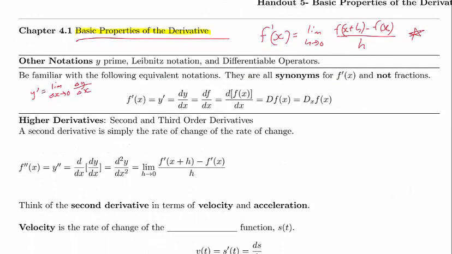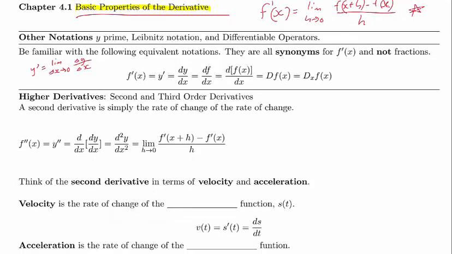Okay, so now higher derivatives. So we have second and third order derivatives we're going to talk about. Of course, there are higher orders than even that, but let's just focus on these for now. Second derivative is simply the rate of change of the rate of change, right? The first derivative is a rate of change, so if you take a derivative of that, then you have the rate of change of the rate of change.